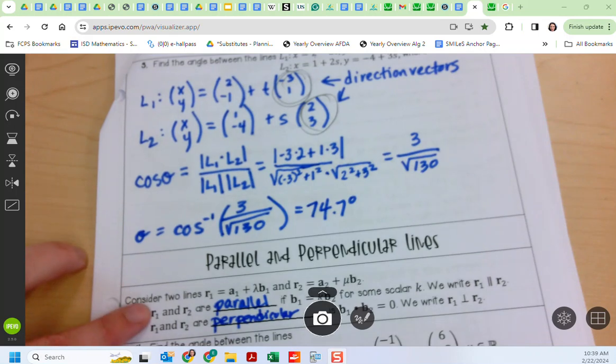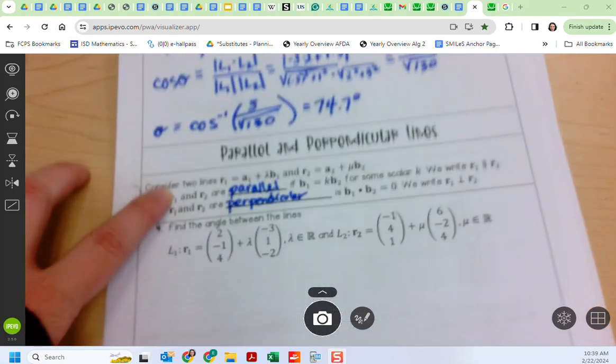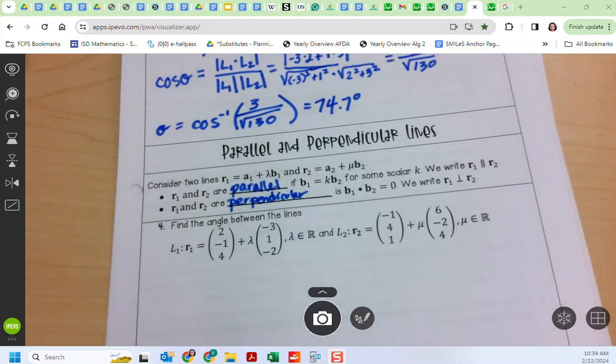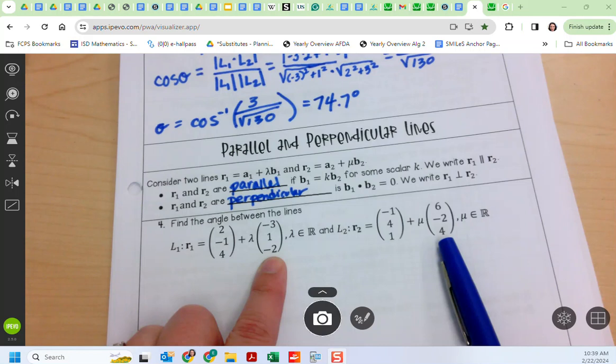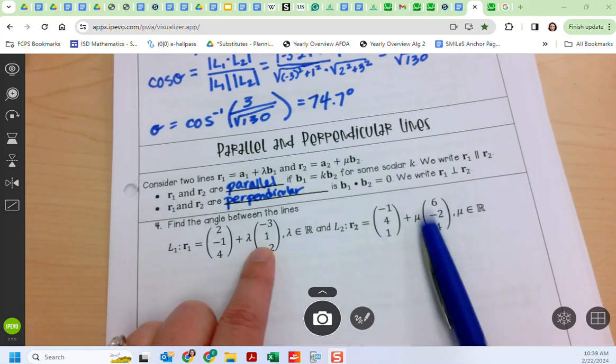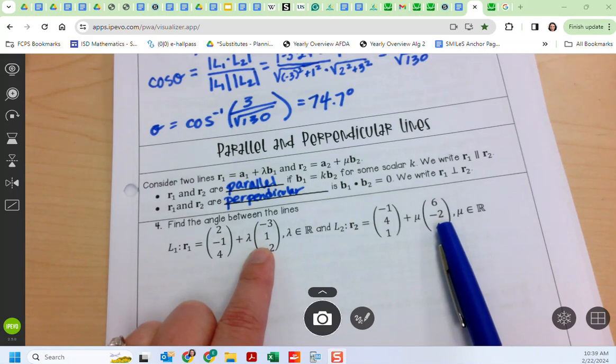So I'm going to use this definition to show you that these two lines are... it says find the angle between the lines. Okay, so actually I'm going to do the same thing. We can do the same thing here to find the angle between these two. But what do you notice about their direction vectors? Oh, they have different letters. Yes, very nice. But what do you notice about the numbers in these vectors?